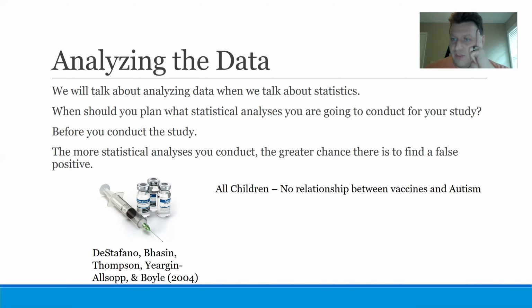Okay, well, they did one statistical analysis with all the children, all right, and found no relationship between vaccinations and autism spectrum disorder. And they looked at little boys, and then they looked at little girls, and then they looked at all white children, and they looked at all black children, and then they looked at different racial makeups, different socioeconomic statuses. They looked at tons of different analyses.